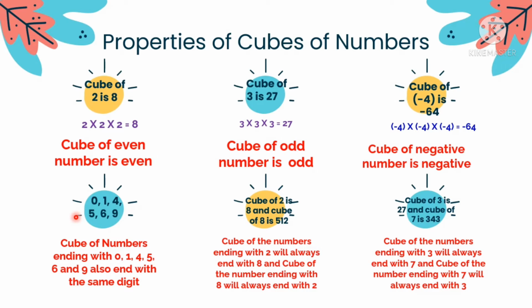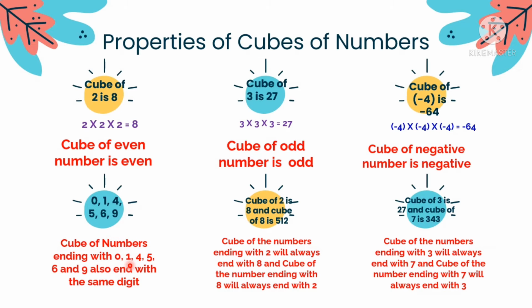The fourth property: suppose we have a number whose unit digit is 0, 1, 4, 5, 6 or 9. If we find the cube of such a number, the cube will also end with the same digit. Suppose we have the example 10. The cube of 10 is 10 into 10 into 10, which is 1000. In 10 and also in 1000, the unit digit is 0.